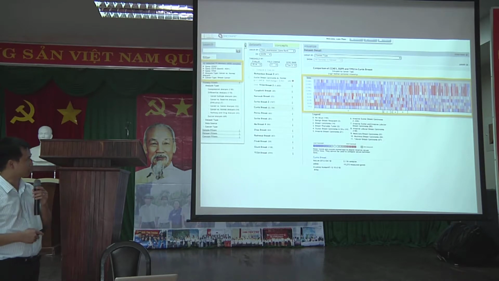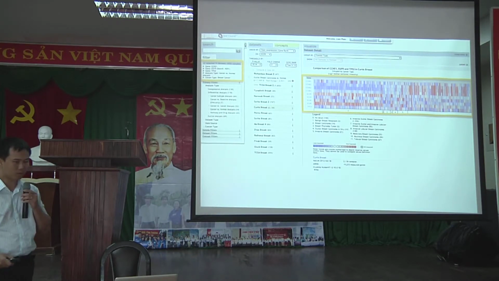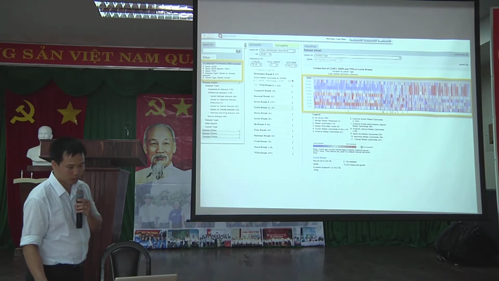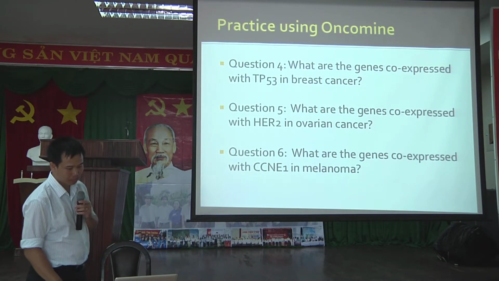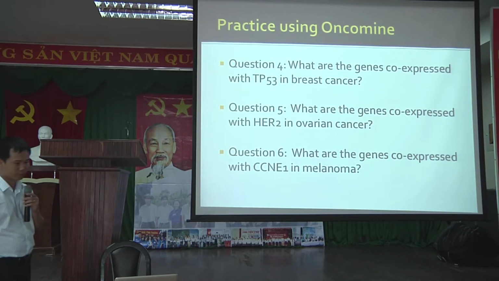This is a different data set because this is breast cancer. Actually, right now, this breast data set contains about 2,136 samples. This is the largest data set in breast cancer and also in lymphoma as well. Some of the questions I can ask is, okay, so what are the genes that co-express with p53 in breast cancer, or the genes that co-express with HER2 or CCNE1 in melanoma, for example. Okay.